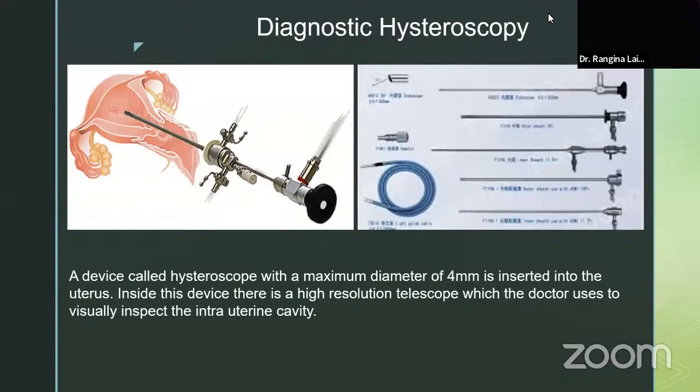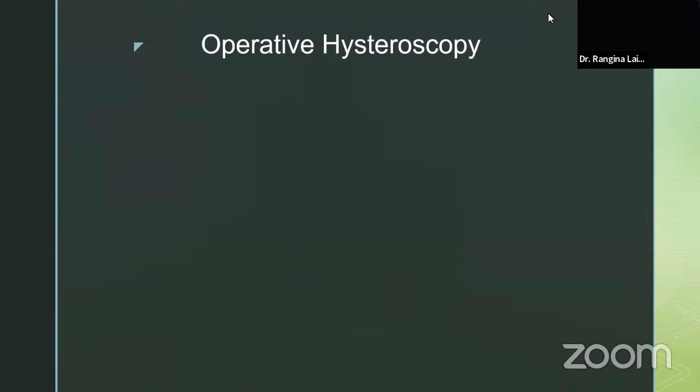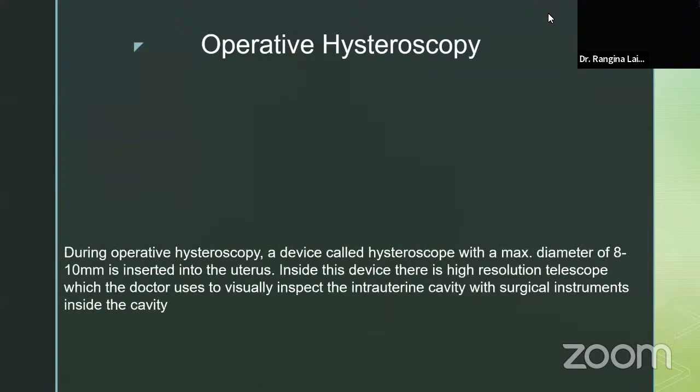As I have said, we should know about the light source. We should know what scope we are using, 30 degree, 0 degree, the diameter of the scope, the light source, the inlet, the outlet, the fluid deficit. Everything is very necessary for us to know.